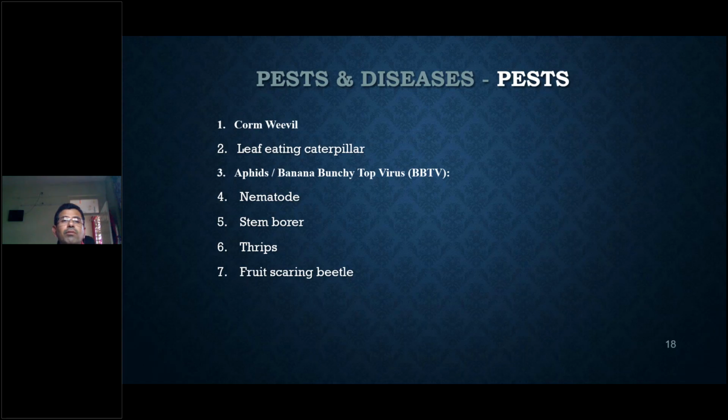Now we will move to pest and disease management. First, we will see the pest problems in the banana crop. I have listed the very important, major pests of banana. One is rhizome weevil, another is the leaf-eating caterpillar, called Spodoptera. The third is aphids and banana bunchy top virus. The bunchy top virus is actually a disease, but there is a connection between aphids and this disease. The fourth is nematode, the fifth is stem borer, the sixth is thrips, and the seventh is fruit scarring beetle.